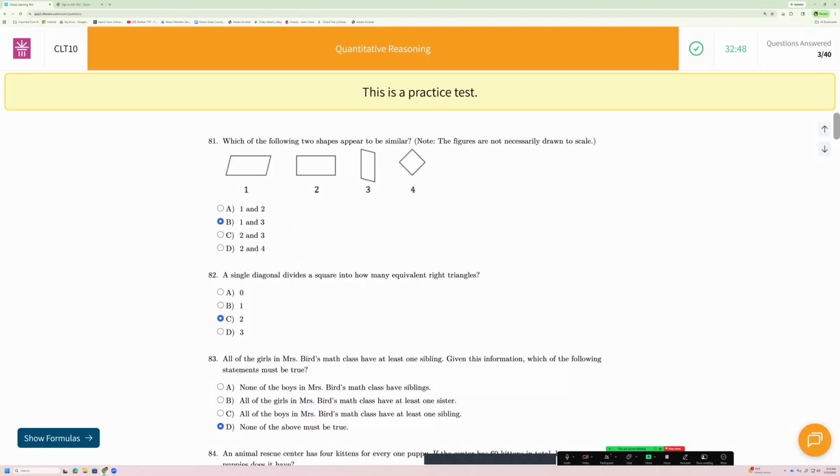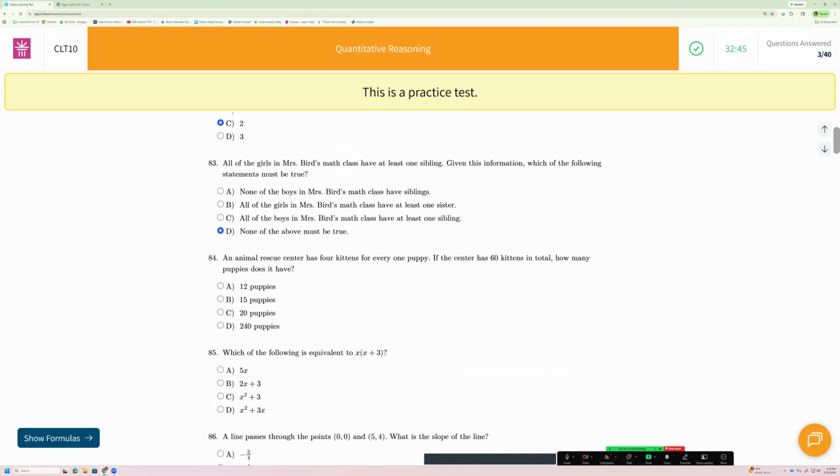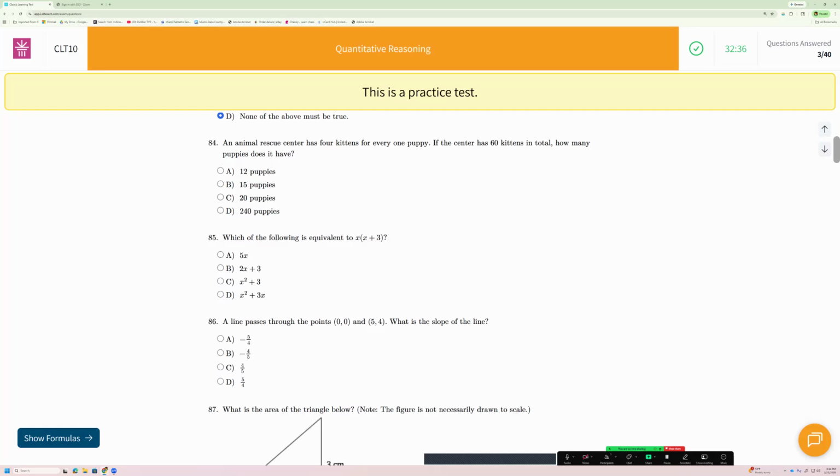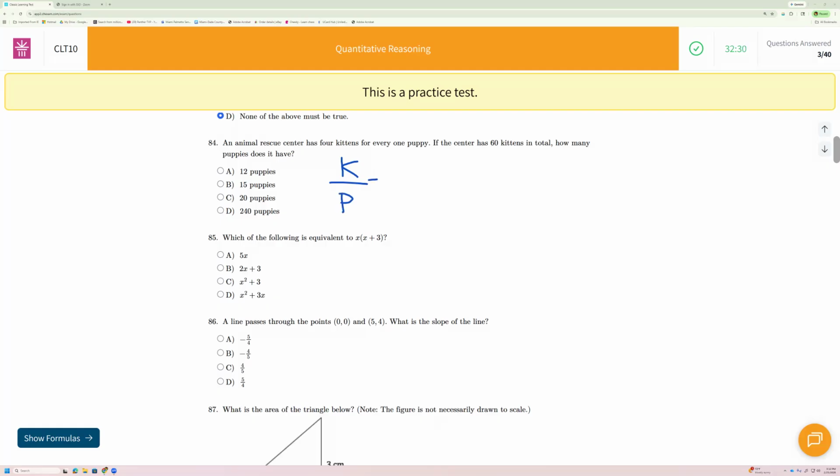All right, I'm going to scroll down. All right, 84. Let's do kittens over puppies, and we keep it that way. So the ratio is 4 kittens, so that's 4 on top, and 1 puppy, so that's 1. Now the center has 60 kittens, so kittens go on top. Okay, how many puppies? So we're looking for this information, puppies.